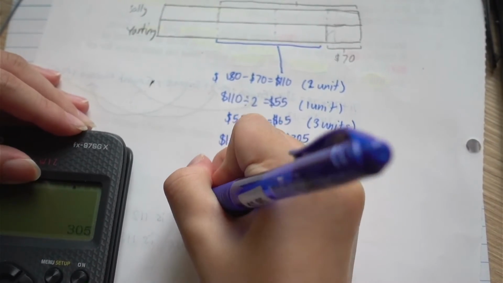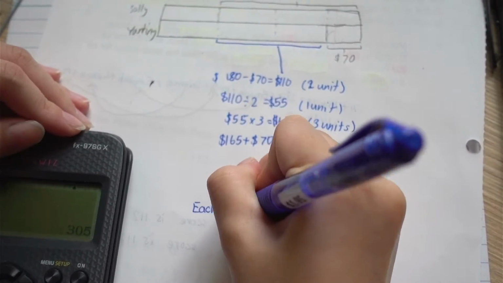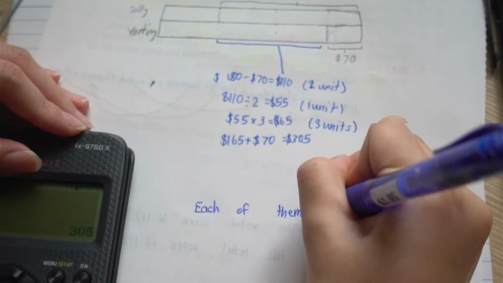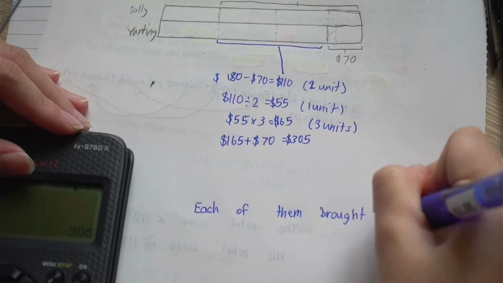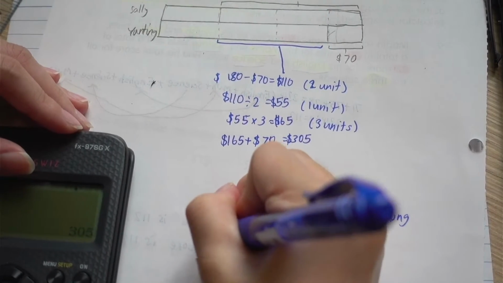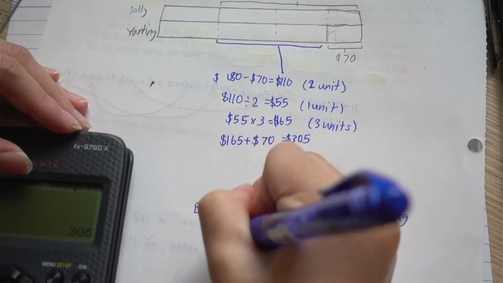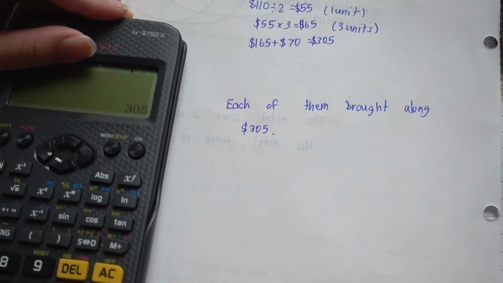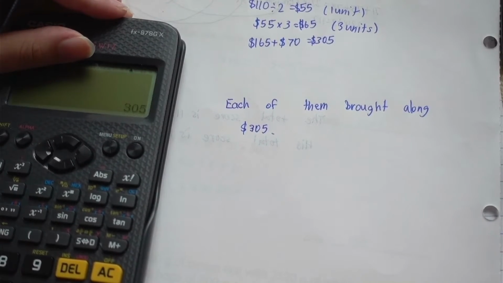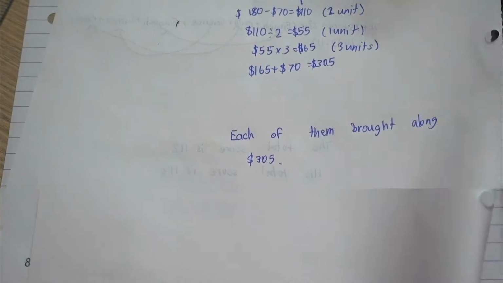So each of them brought along $305. So the answer is $305. And that's the end of this question.